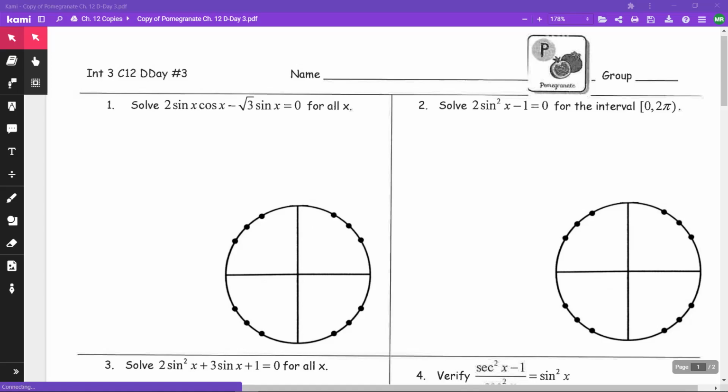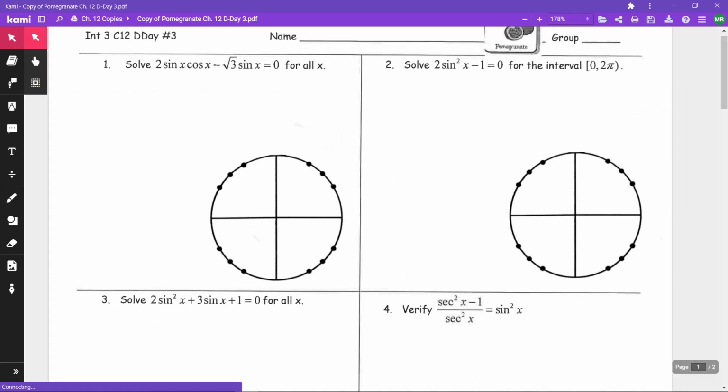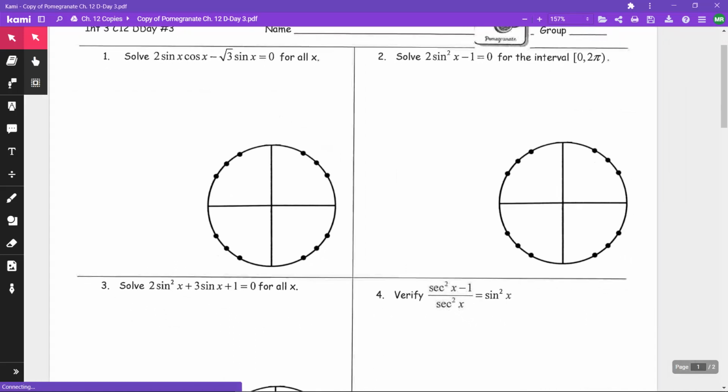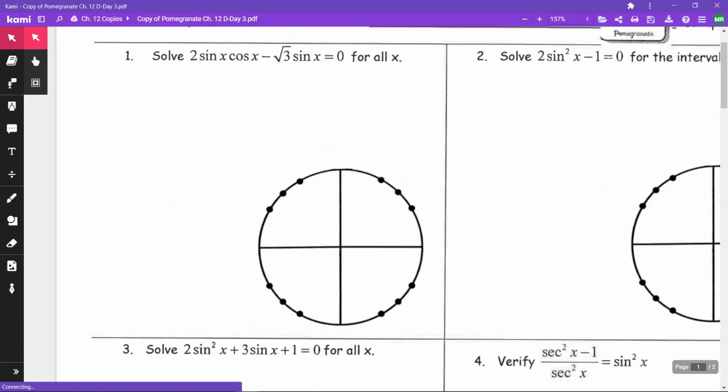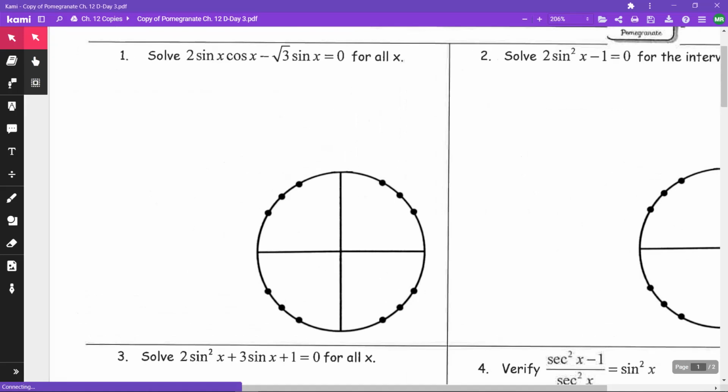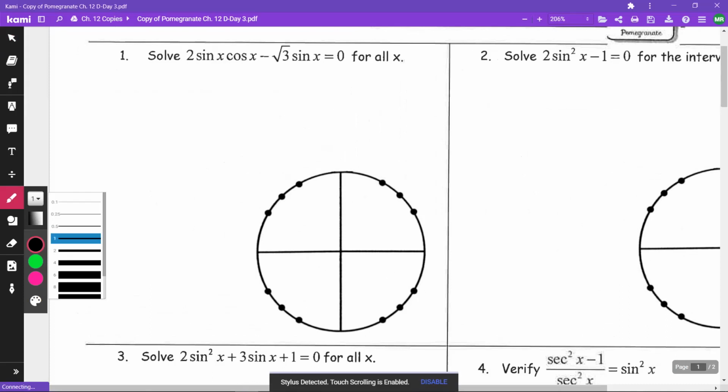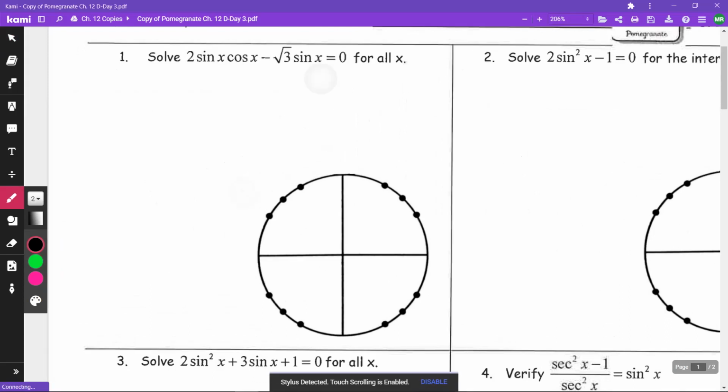So this video is for integrated 3. This is chapter 12, D Day number 3, which we're calling pomegranate. So when we're dealing with number 1, 2, and 3, we are trying to solve for x, for all x, but we're going to be trying to get it to be like sine x equals or cosine x equals.